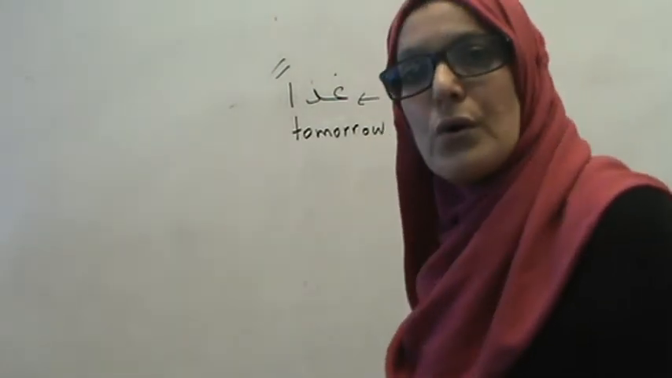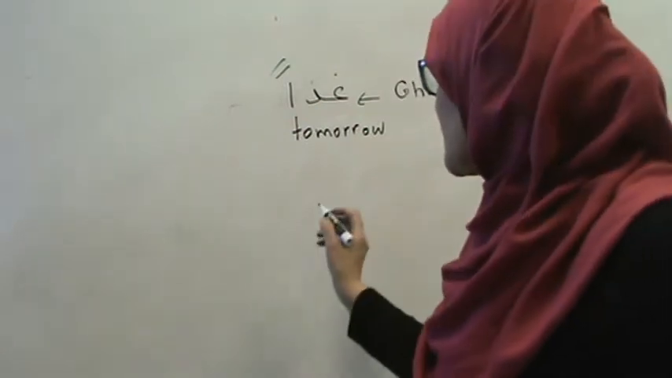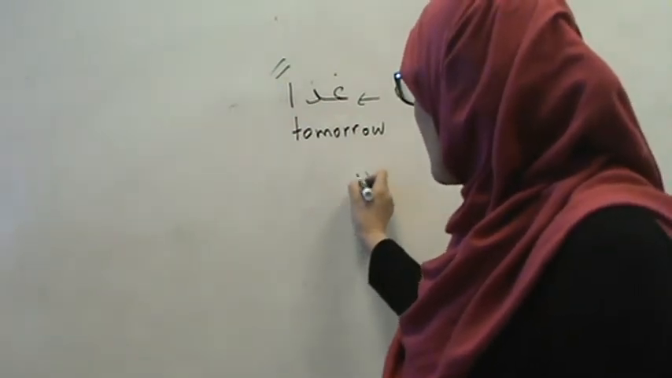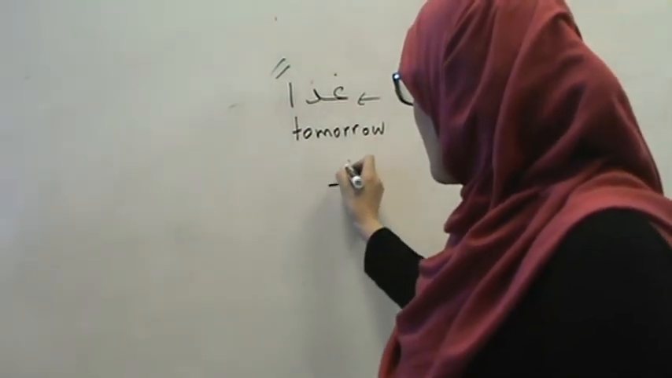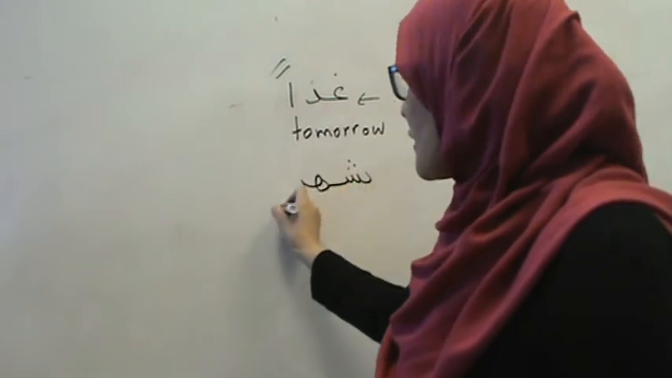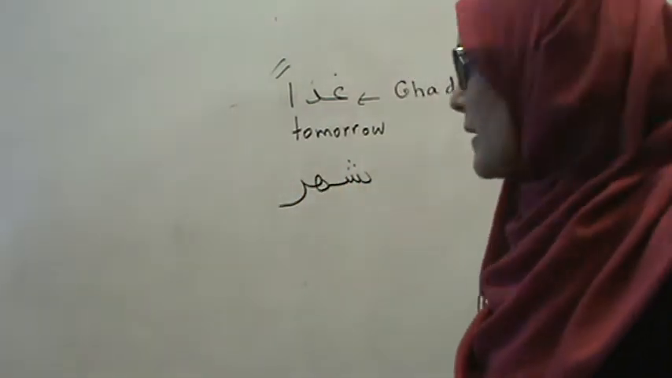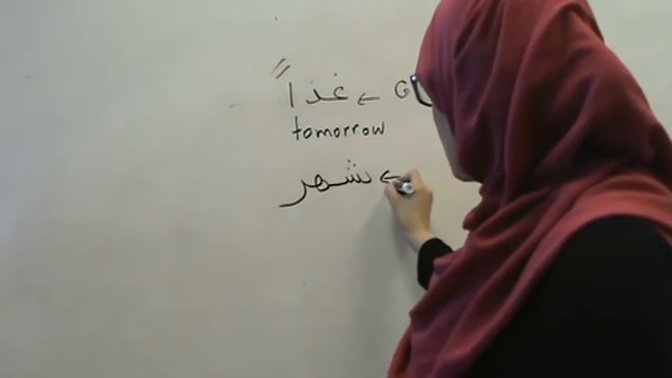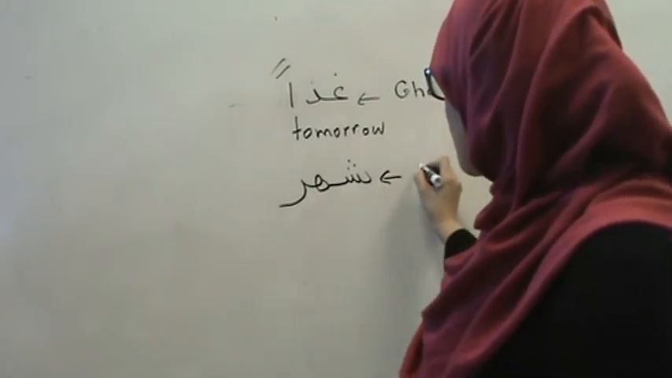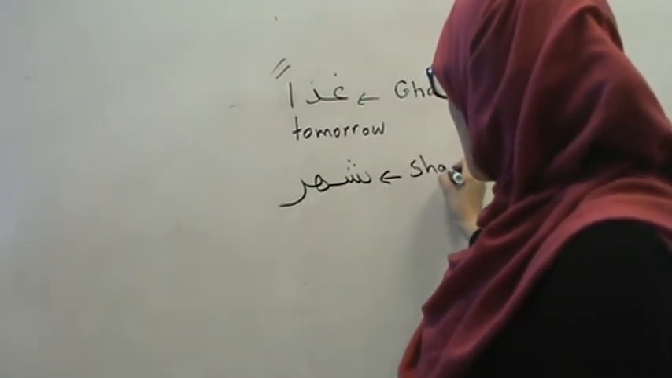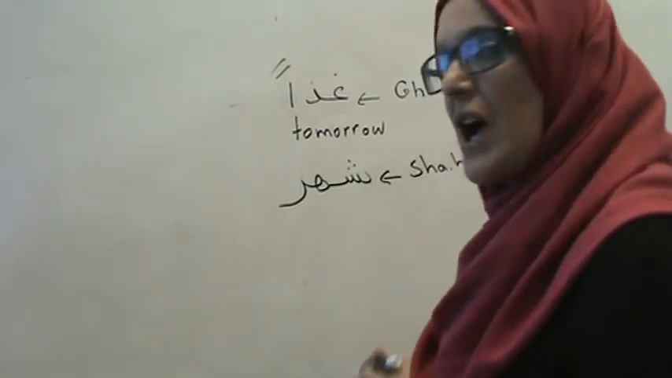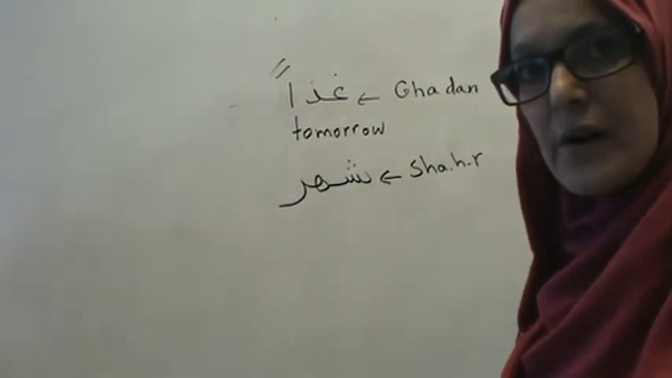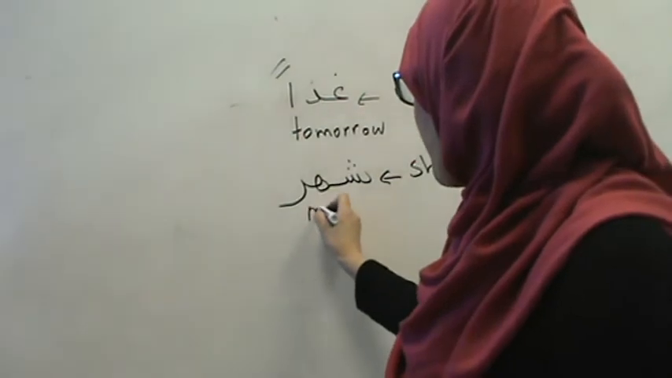The word for month is شهر. The transliteration is شهر. This is month.